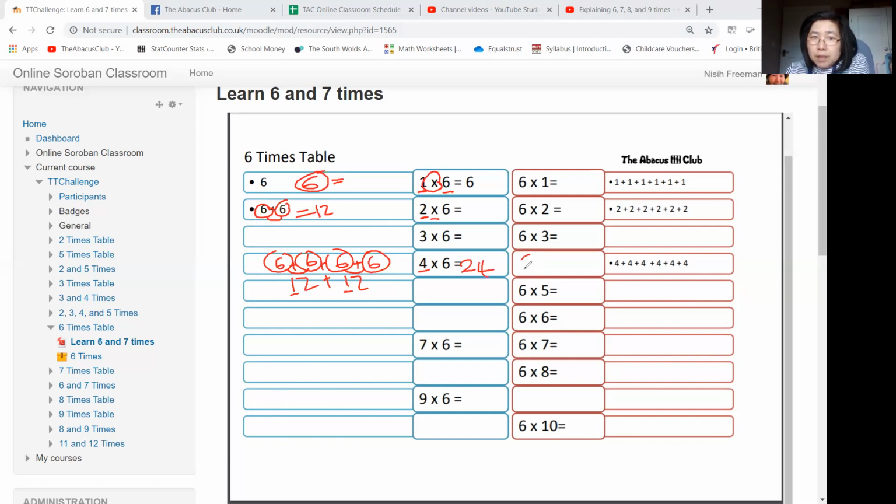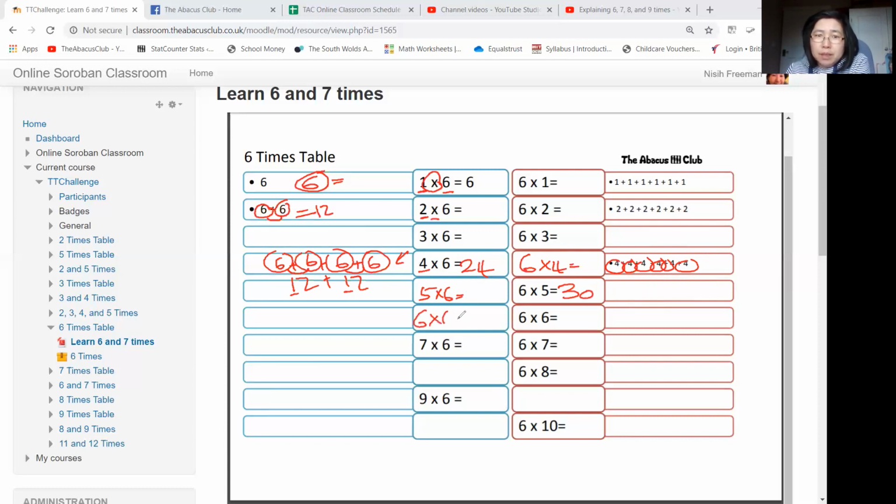Now the reverse is true. 6 times 4 is just 6 bags, and then with 4 apples in each bag. But the quicker way will be to do it this way. Next one, we've got 5 times 6. 5 times 6 is the same as 6 times 5, basically doing the 5 times table. And if we do that, we'll get the answer very quickly, 30.